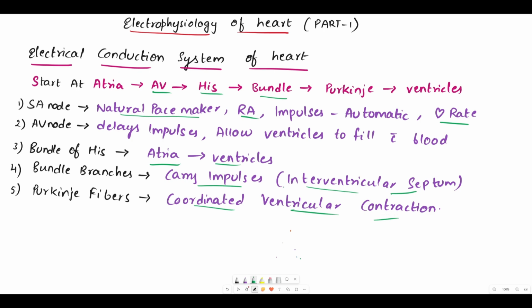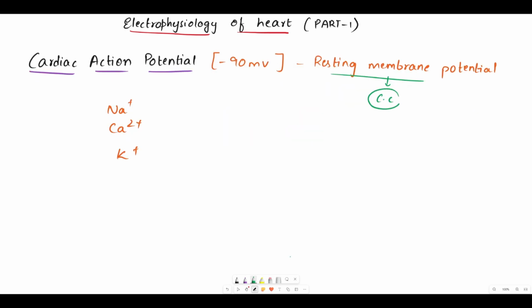So these are the exact functions of each node in the electrical conduction system. The resting membrane potential of the cardiac cells is minus 90 mV, so this will be maintained. And usually here we can see the movement of various ions. Those ions can be sodium, calcium or potassium. So all these three different ions will be creating the electrical activity.